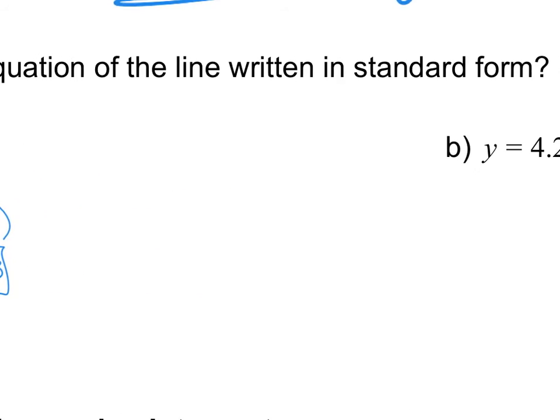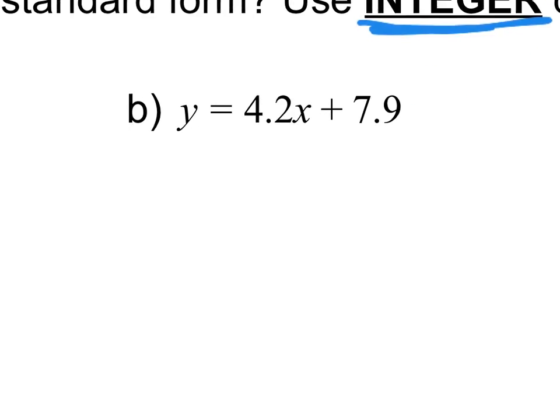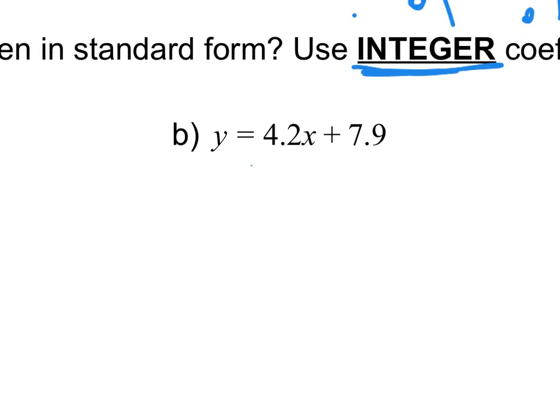Okay, this next one. Let's do the same first step. So get all the x's and y's on one side. So minus 4.2x. So I have negative 4.2x plus y equals 7.9. Okay? Any ideas to get rid of these decimals? It takes a second to think about. If you want to pause the video, pause it.